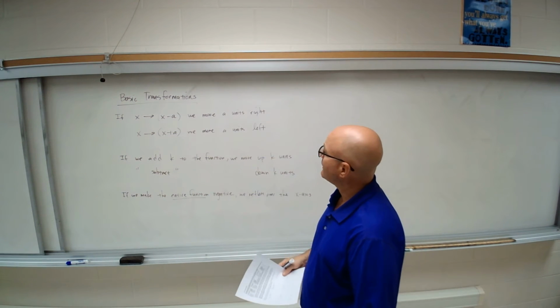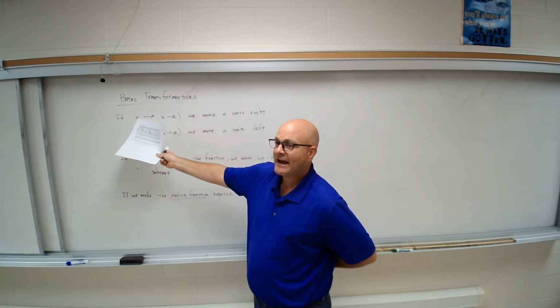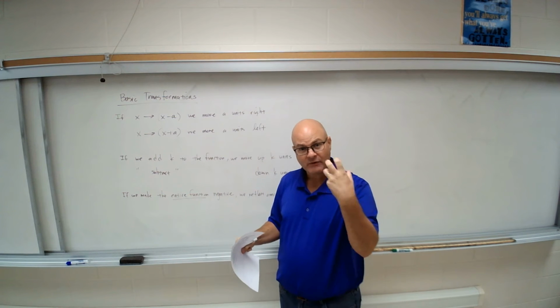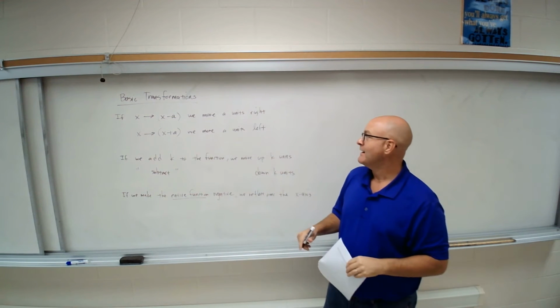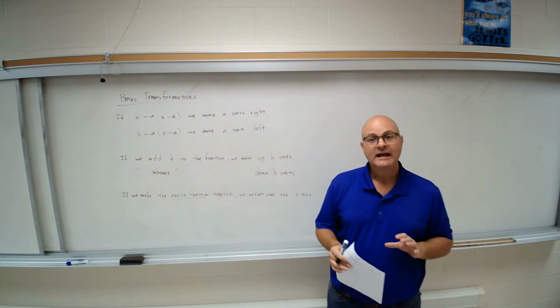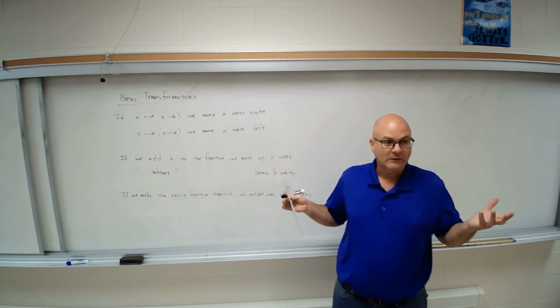So as we look at this, if in the original function you have an x and now you have an x minus a, that every x got pulled out and replaced with an x minus a, that means that the new graph will have moved a units to the right. Okay? It seems counterintuitive. I don't know what to tell you.